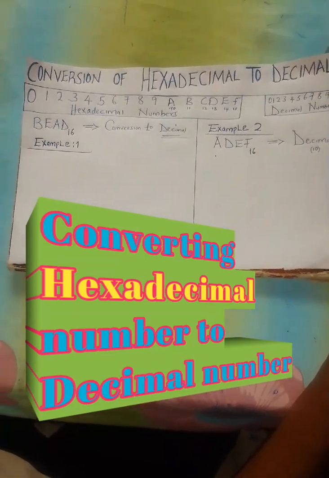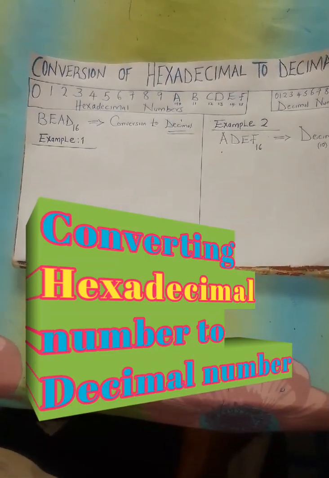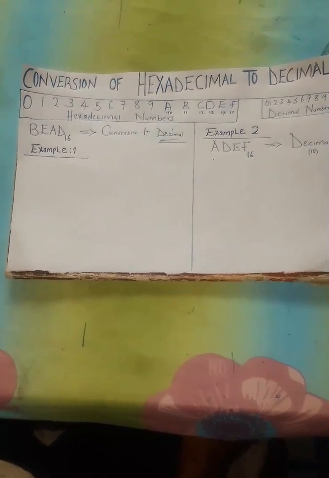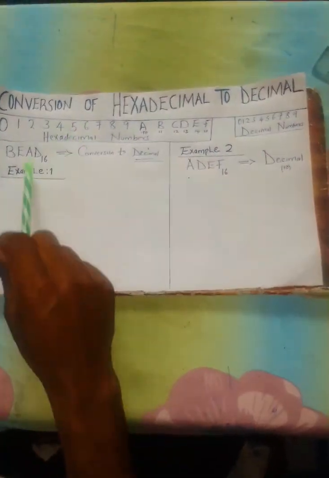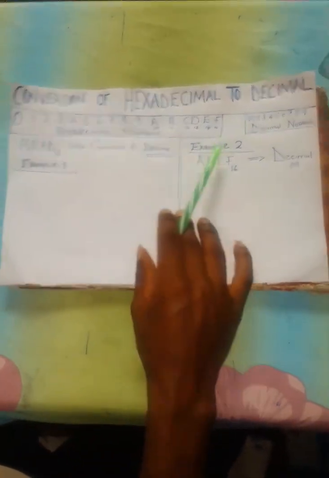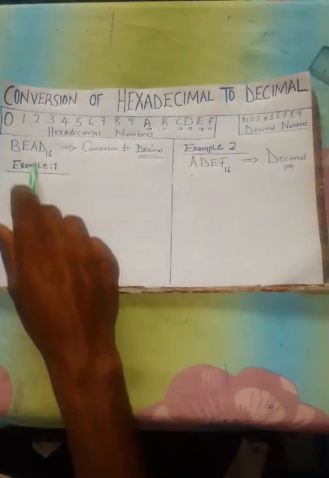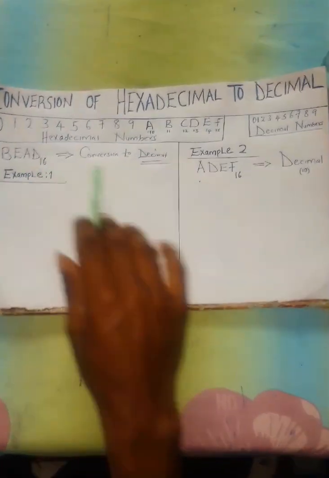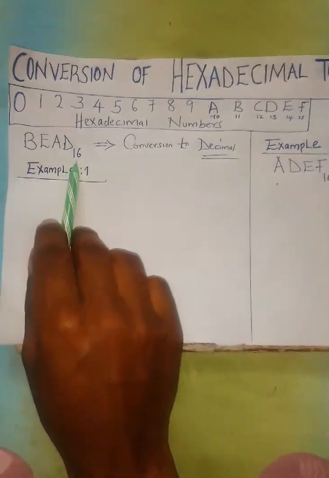Today we shall look at how to convert hexadecimal numbers to decimal numbers in simple ways, using two examples which are already in hexadecimal form. The first example is BEAD, which is already in hexadecimal form.